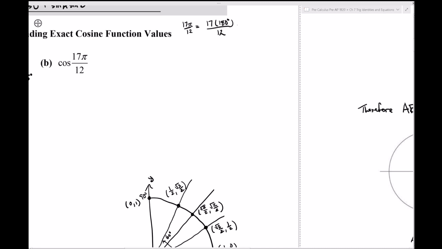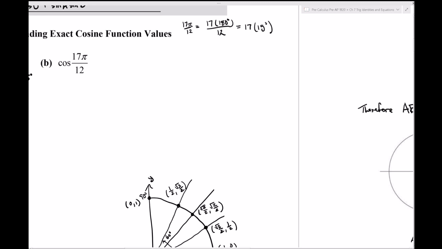180 divided by 12 is 15, I believe. Now, the reason being, it's because 180 divided by 6, we already know is 30. Pi over 6 is 30 degrees. So 12 is twice as big as 6, so that means I got to divide it again. So 30 divided by 2 is 15. That's where I'm getting the 15 from.